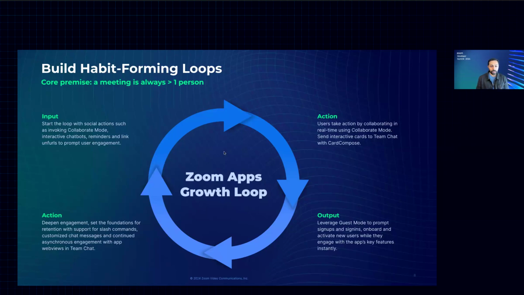So if you look at our growth loop for Zoom apps, we start with input here on the top left, where social actions such as invoking collaborate mode, interactive chatbots, reminders, and link unfurls can prompt user engagement. Users can take action by collaborating real-time using collaborate mode. You can send in interactive cards to team chat with card compose. The output of that can be used in the form of guest mode for other participants to bring in new participants who are non-users of the app into the app and to acquire them.